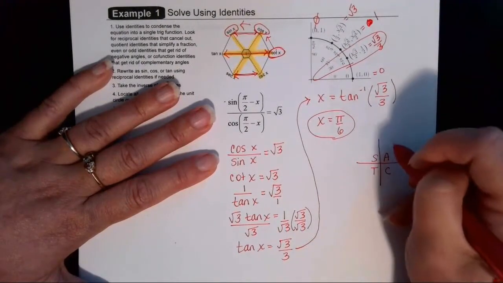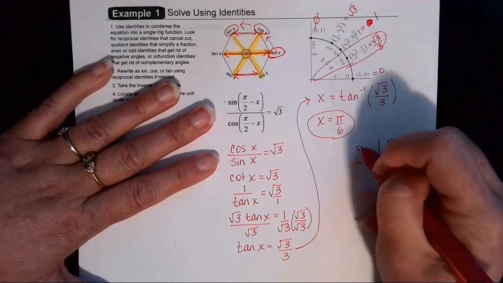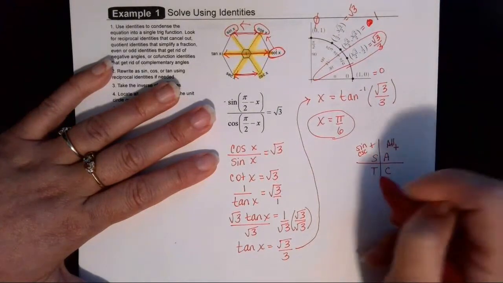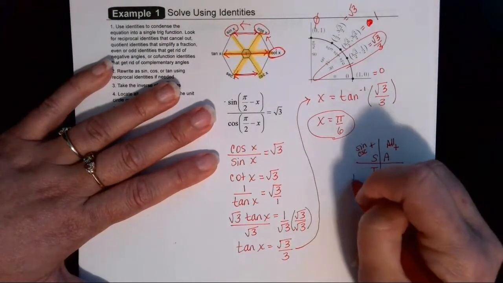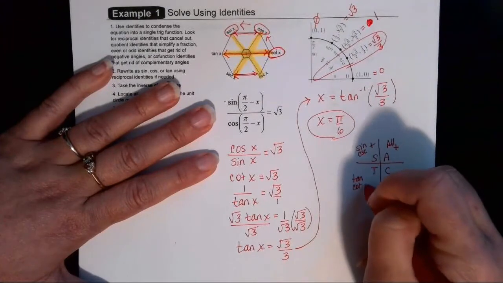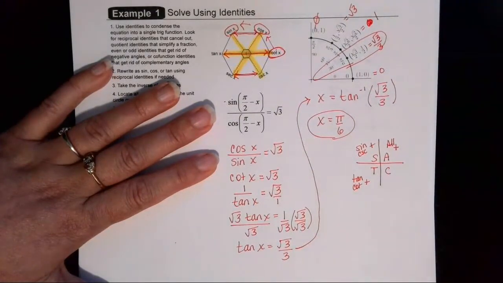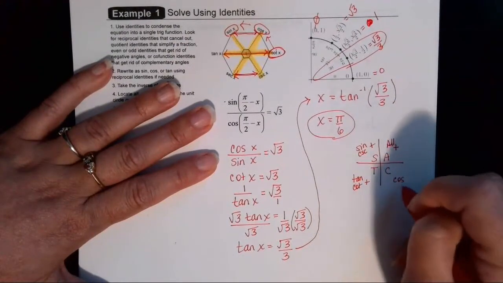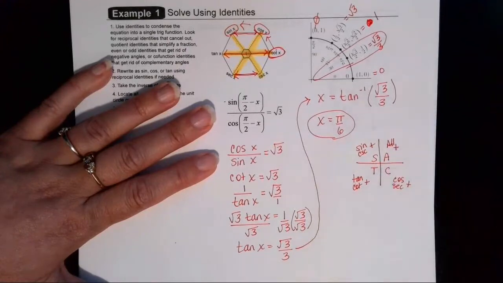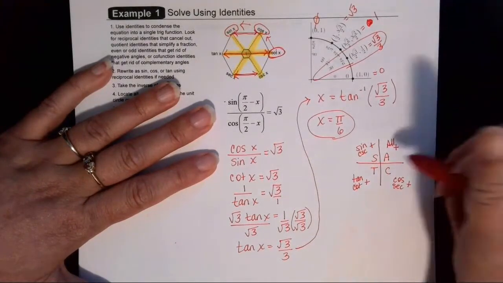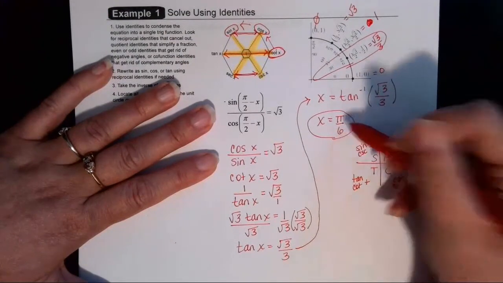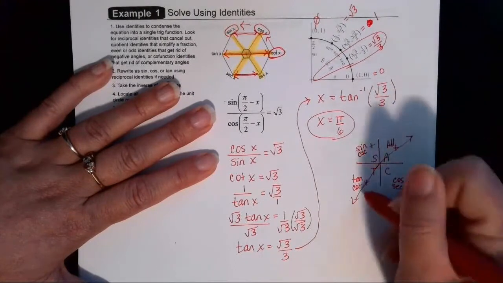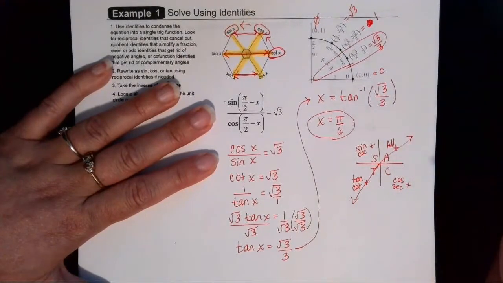In quadrant 2, the sine and its reciprocal cosecant are positive. Everything else is negative. In quadrant 3, the T reminds us that tangent and its reciprocal cotangent are positive. And then the C in all students take calculus means that cosine and its reciprocal secant are positive in quadrant 4. We already found the quadrant 1 answer, pi over 6. Now we can see that in quadrant 3, there's going to be another solution.